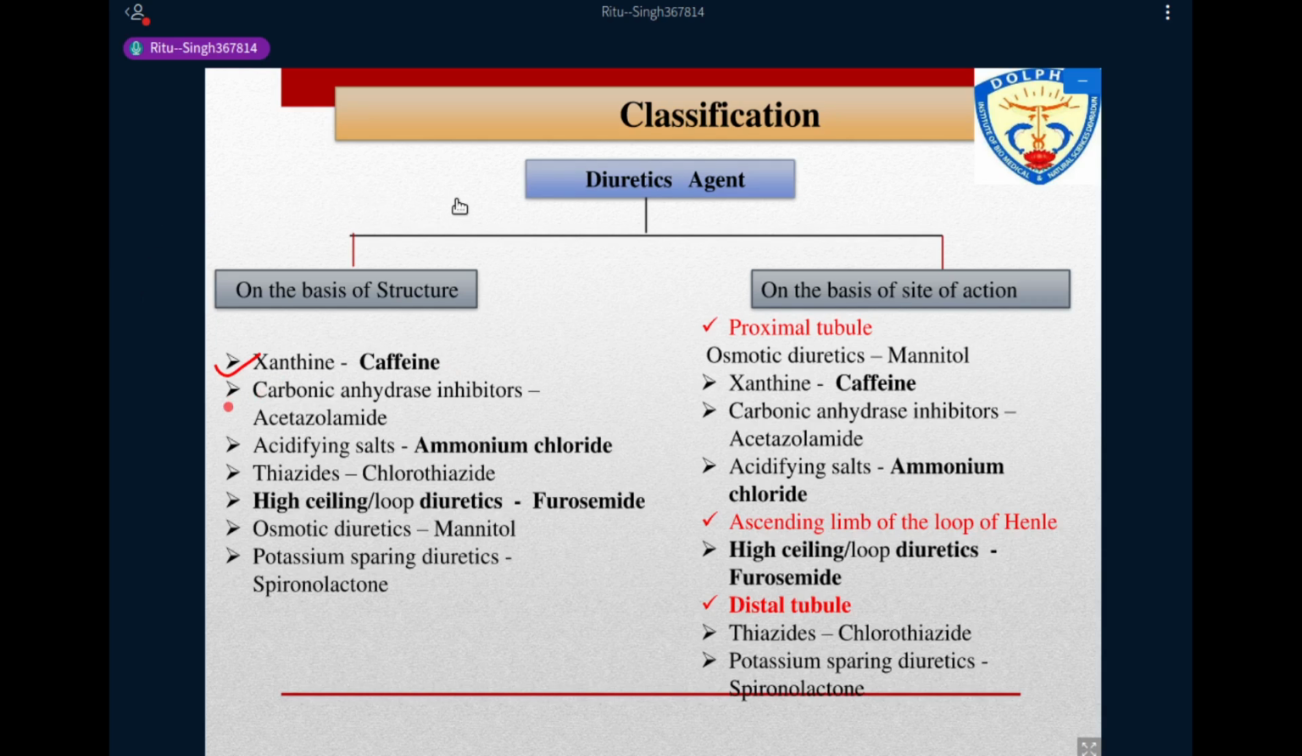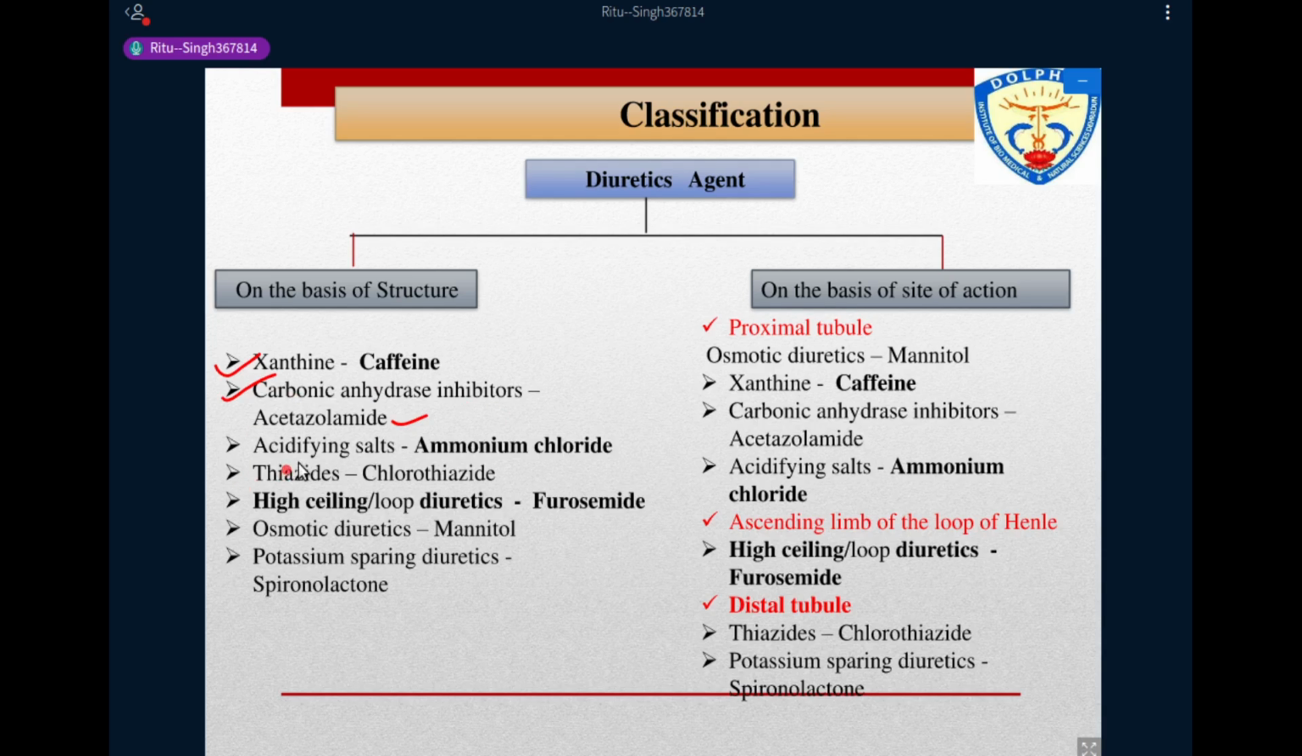The second category on the basis of structure is carbonic anhydrase inhibitor. Carbonic anhydrase is an enzyme. It is responsible for some problems related to edema and also related to hypertension. So the drug which inhibits the carbonic anhydrase enzyme is called acetazolamide. Acetazolamide is an example of a carbonic anhydrase inhibitor drug.